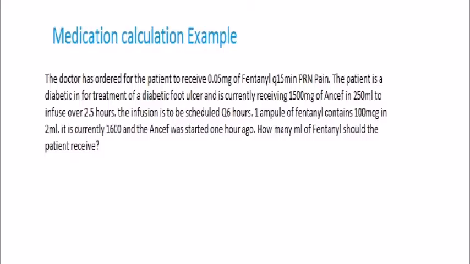So this one says, the doctor has ordered for the patient to receive 0.05 milligrams of fentanyl every 15 minutes, PRN for pain. Patient's a diabetic in for treatment for a diabetic foot ulcer, currently receiving 1,500 milligrams of NSAID and 250 mLs to infuse over 2.5 hours. The infusion is scheduled to be every 6 hours. 1 ampule of fentanyl contains 100 micrograms in 2 mLs. It's currently 1,600, and the NSAID was started 1 hour ago. How many mLs of fentanyl should the patient receive?